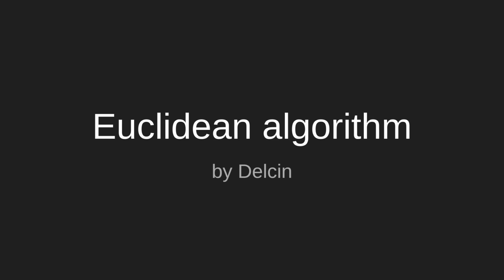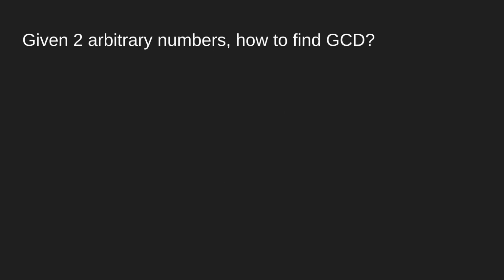So here we are going to learn about the Euclidean algorithm. It is used to find the GCD, the greatest common divisor, between any two arbitrary numbers. By numbers here I mean integers. What's the idea behind this? How did we envision this algorithm?